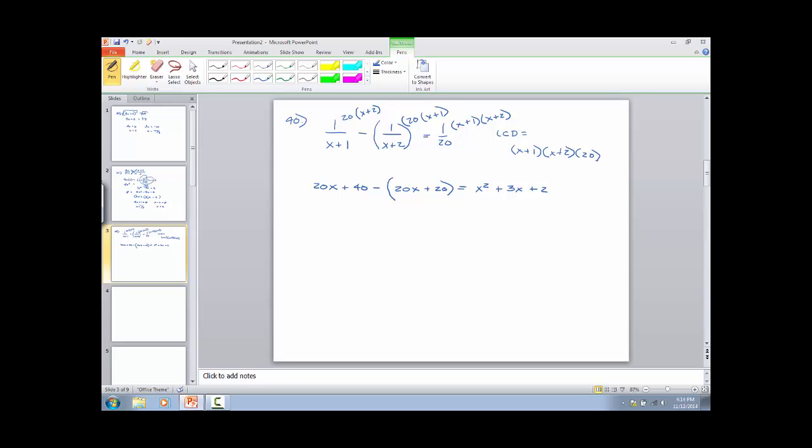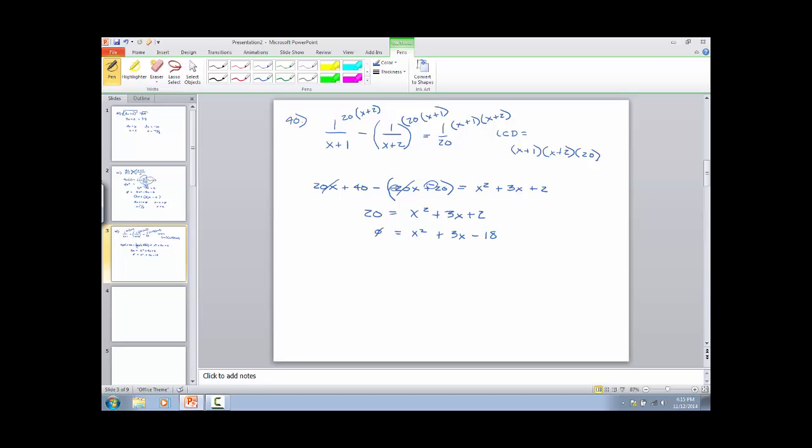Alright, let's simplify. This becomes a negative, and this becomes a negative when we distribute that in. So we have 20x and negative 20x, and we have 40 minus 20 gives us 20. And we'll bring down this side of the equation, and again we just have to set that equal to 0. So we'll subtract 20. 0 equals x squared plus 3x minus 18.